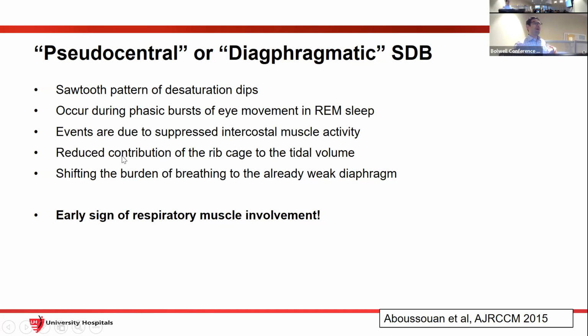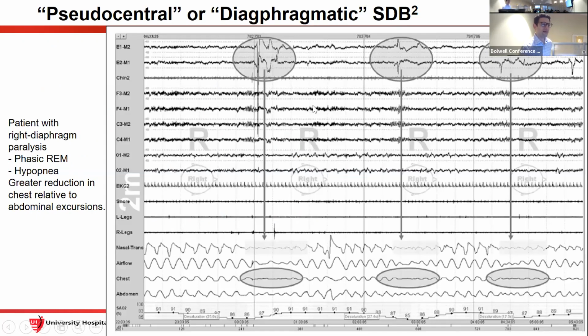So again, during REM, you have decreased intercostals. Your rib cage muscles, your external intercostals, when you inhale, are going to be less involved, and then you shift the burden to an already weak diaphragm. Now, it's an early sign of respiratory involvement. So here's an example. Let's set you up for what you see. You have the EOGs, the eye leads, and then the chin leads, and then EEG, EKG, snore, left and right leg, nasal thermistor, airflow sensor, chest and abdomen respiratory RIP belts, SpO2.